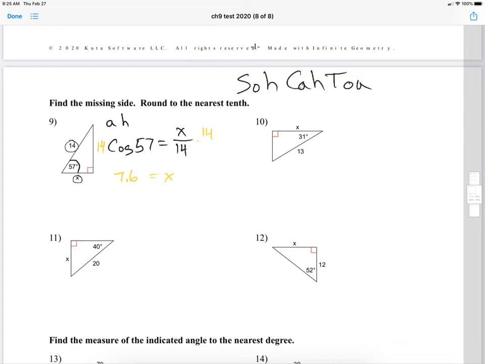7.6. It says round to the nearest tenth. It says 7.62 on my calculator. So I look at the tenths, I look to the number to the right of it, so the answer should be 7.6.